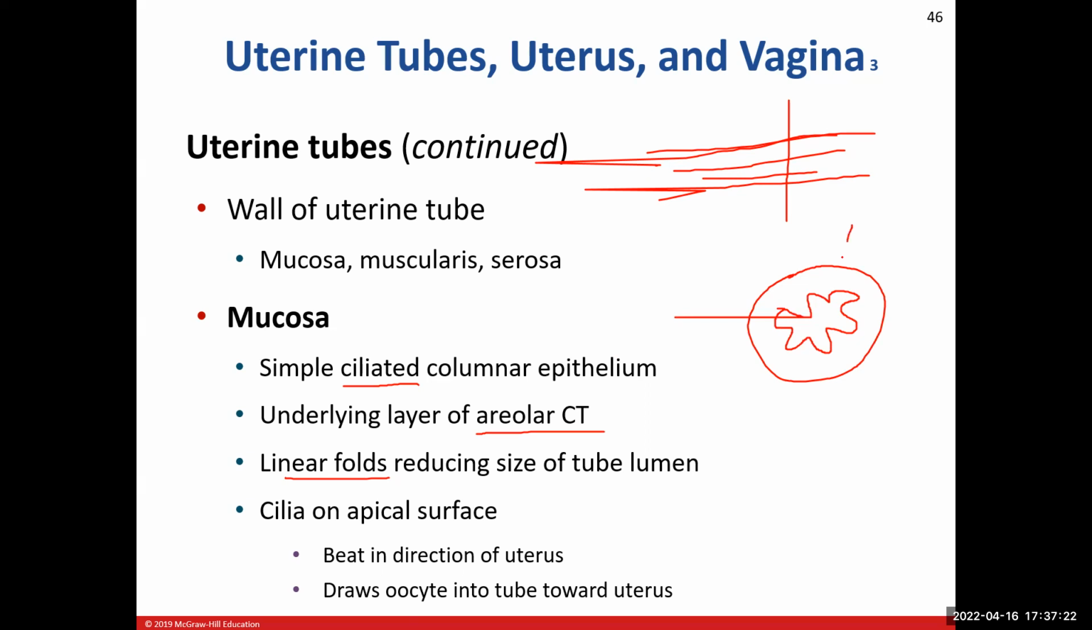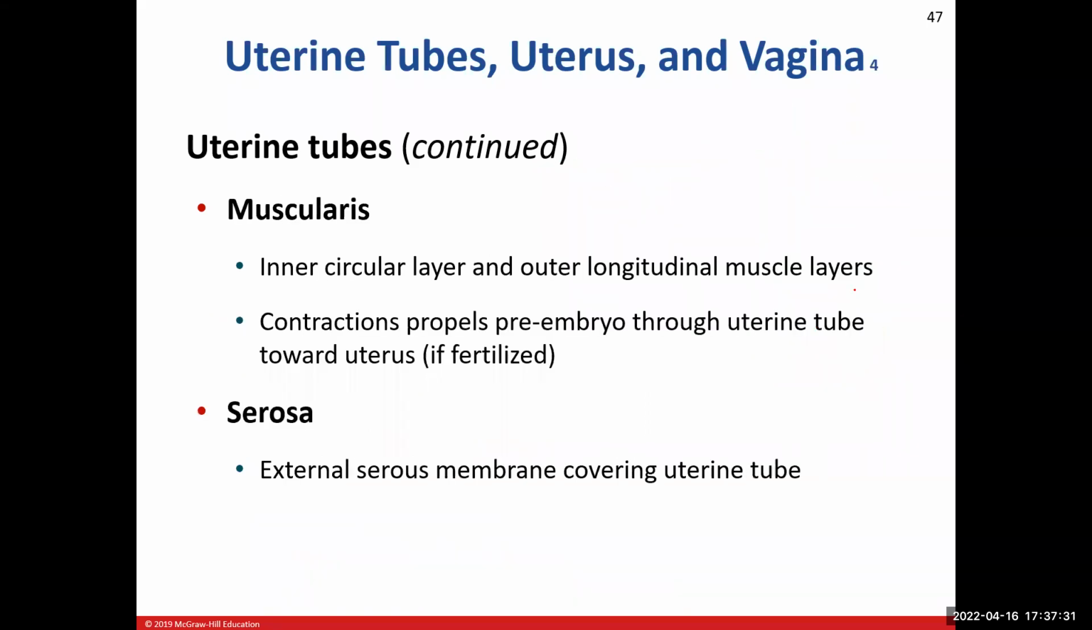Right? So where I'm drawing this arrow, that's that cavity, that's the space where the oocyte travels down. Right, the second layer, easy to discern what happens there. Muscularis, think of muscles. So you'll have an inner circular layer and the outer longitudinal layer.